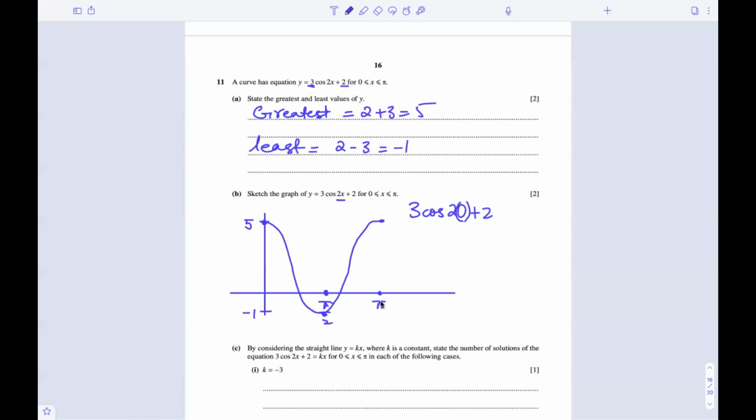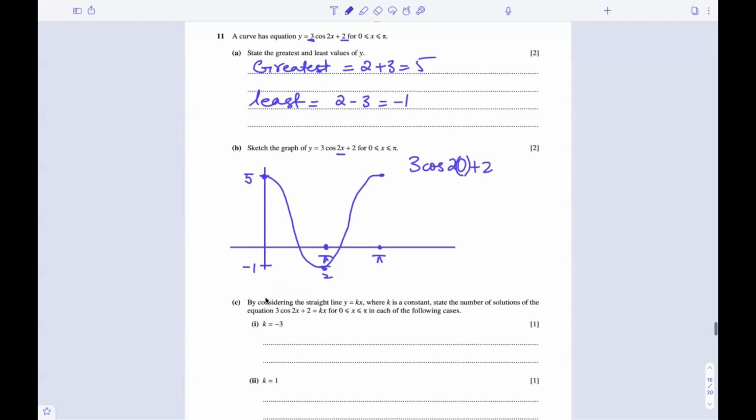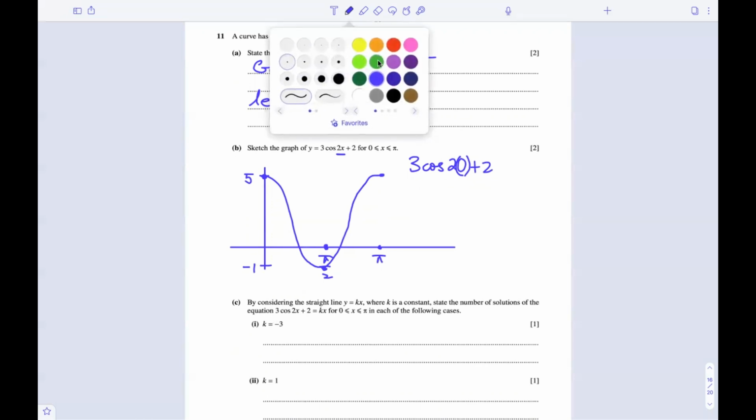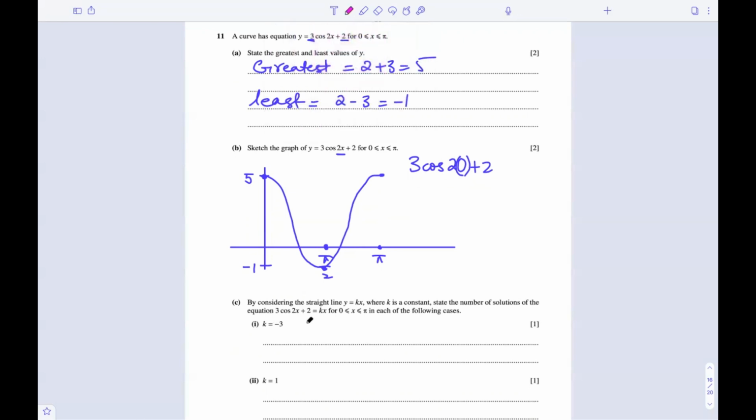Now in the next part, by considering the straight line y is equal to kx, we have to state the number of solutions of the equation. The number of solutions means the points at which the line and the curve will intersect. So when k is equal to minus 3, the equation is y is equal to minus 3x. First of all, we'll construct the line y is equal to minus 3x.